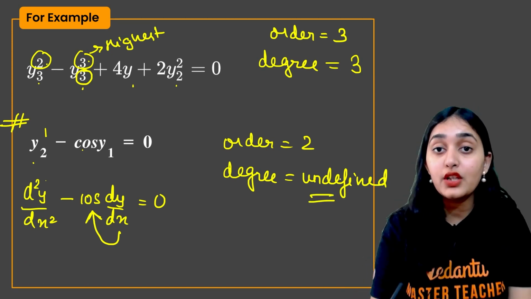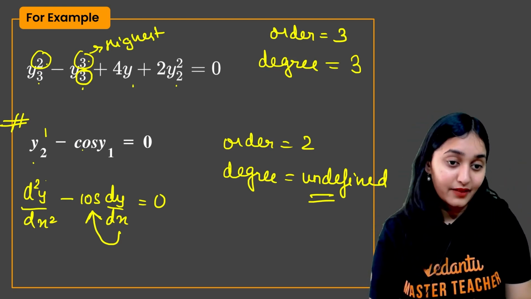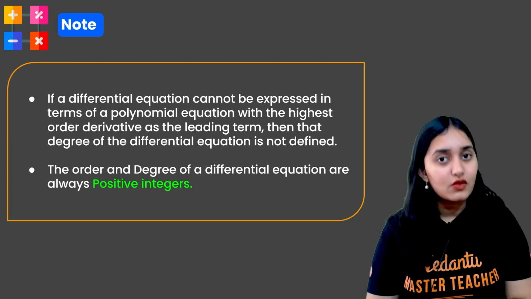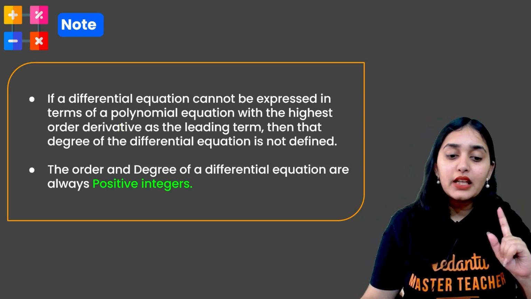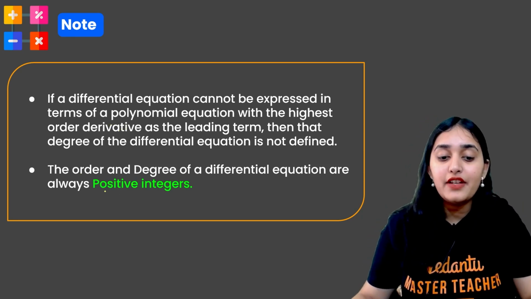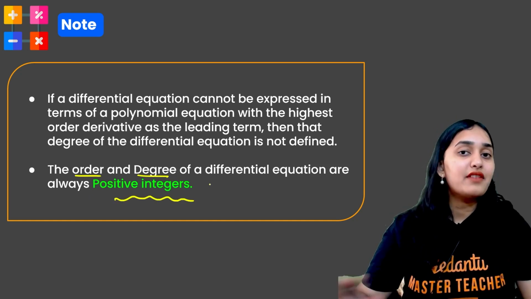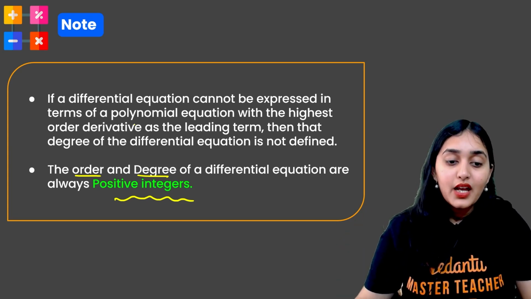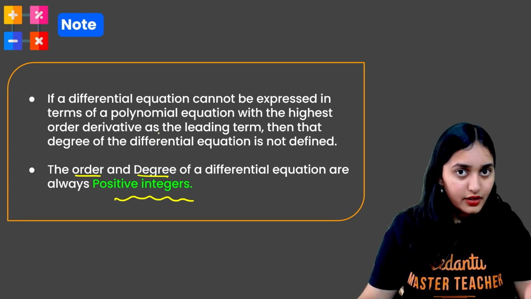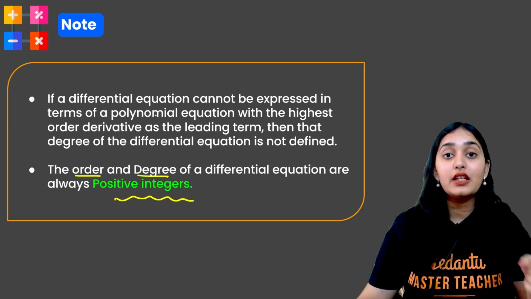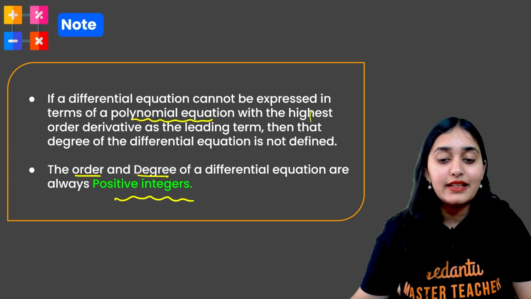So I have shown you every type of example that can be asked in your question. So you will not get confused anywhere. Now let us practice some questions also to give you more clarity. Before that, one very important point. Whenever we are talking about order and degree of a differential equation, always remember order and degree is a positive integer. It is never a negative integer. Secondly, order or degree of a differential equation can only be expressed if the equation is in polynomial form. Otherwise, it is undefined.